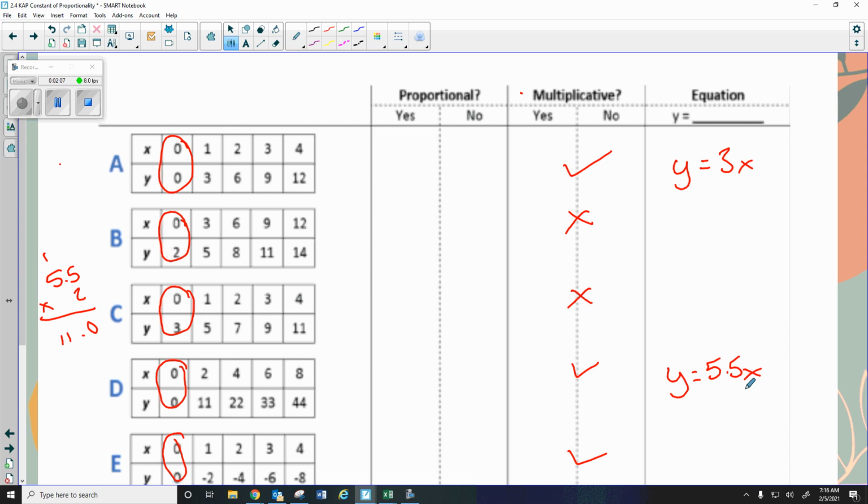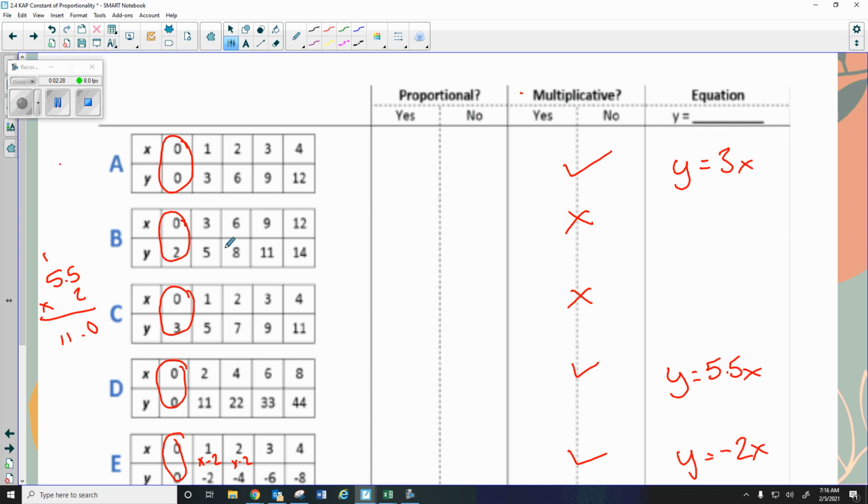Yeah, that'll work. And then the last one, it's times 2, but it's ending up negative. So I am starting with a positive, ending up with a negative. That means my multiplier is a negative number. Negative 2. Let's see if that works. Yep. y equals negative 2x.